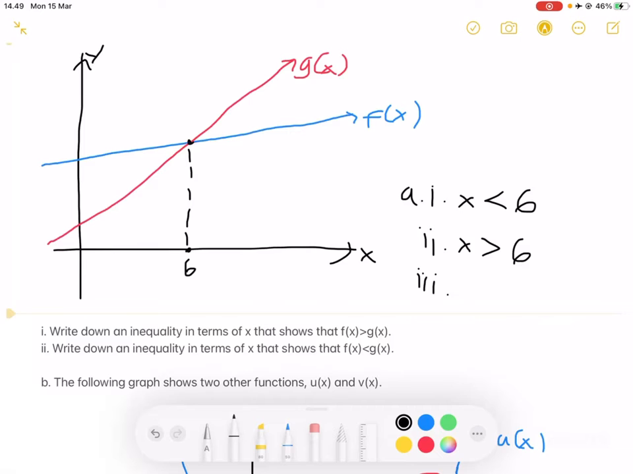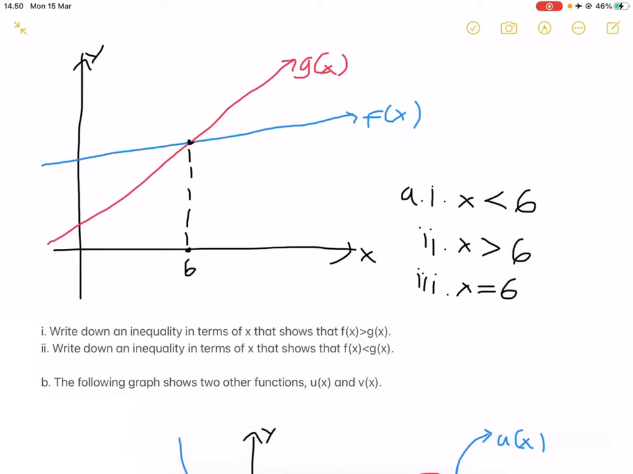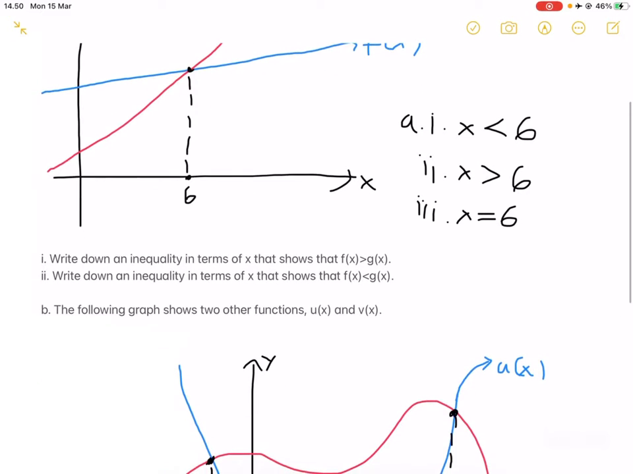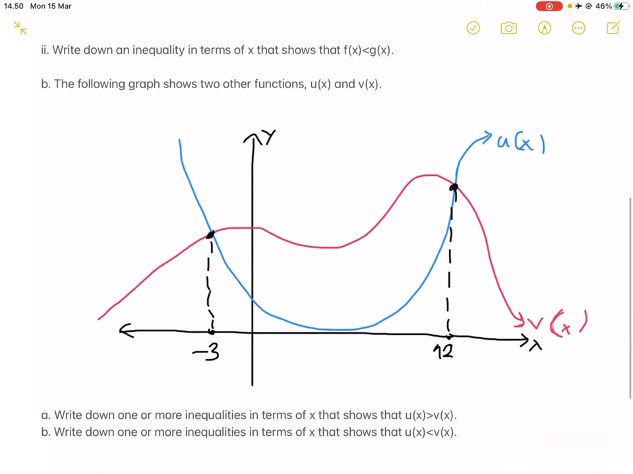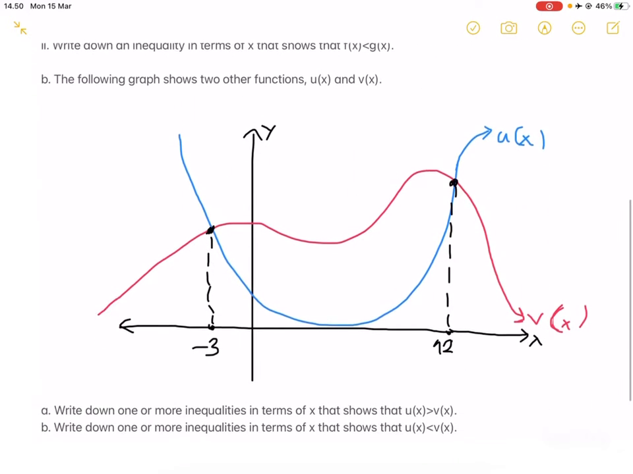And perhaps I will just add a bonus point. We need to write down an inequality or equation in terms of x that shows that f of x equals g of x. That means the outputs of f of x and g of x are equal. And from the graph we know that x is equal to 6. Since they intersect at x equals 6, therefore their y outputs must be the same. So part 3 of part A is just a bonus, just to point that out.